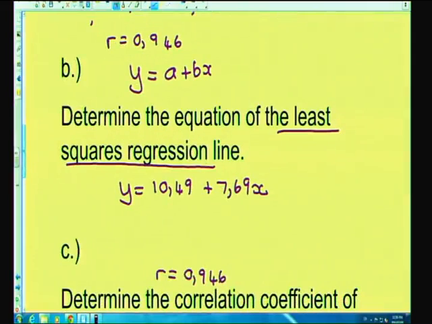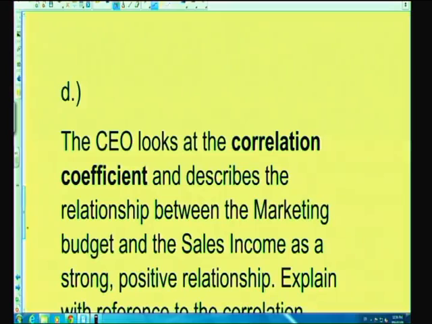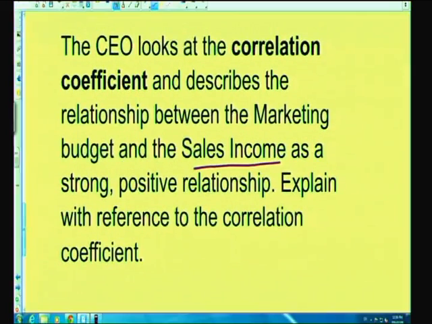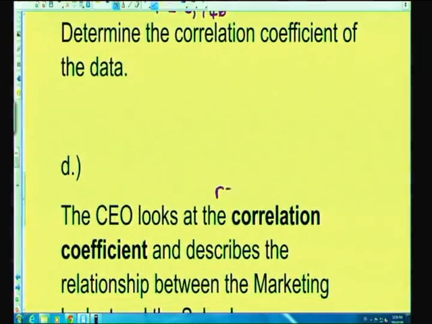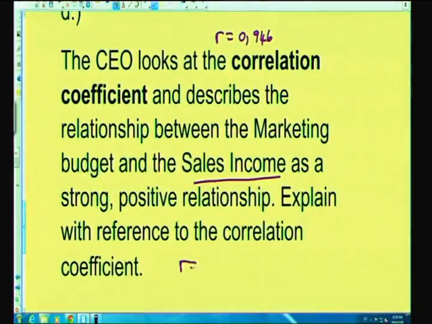Now, before we even look at the next question, I'm pretty sure that the thing they're going to do now is they're going to ask you, how good is our line, our linear least squares line? Is it actually going to predict well or not? You see how he looks at the correlation coefficient and describes the relationship between the marketing budget and the sales income as a strong positive relationship, explained with reference to the correlation coefficient. So remember, it was R equals 0,946.